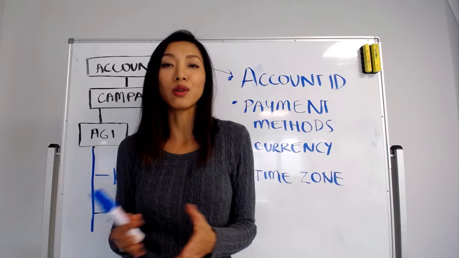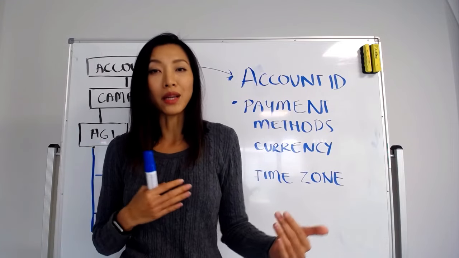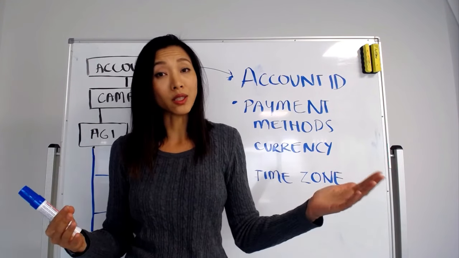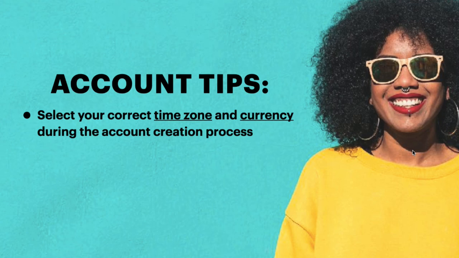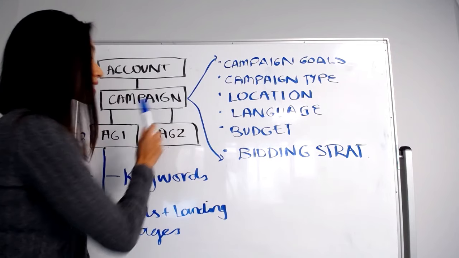You set your time zone so that when you're looking at your Google Ads report, it's reported in your time zone and you know when your ads were clicked on. The tip here is to make sure you select your correct time zone and currency that you would like to pay for ad costs during the account creation process, because once you set your currency and time zone, you cannot change it. The second level is campaigns.